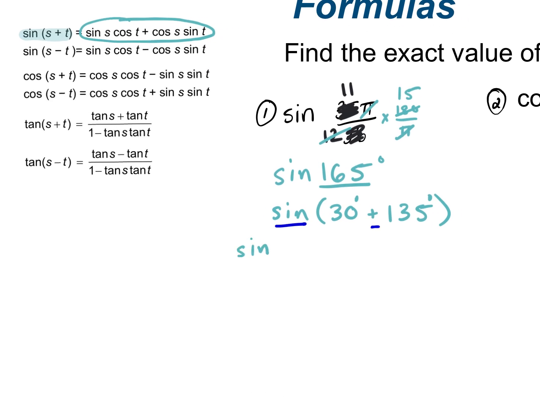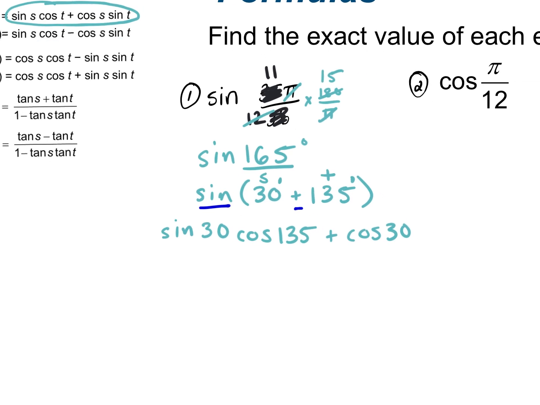Now when we use the right side, it uses s and t. So the first number is going to be your s and the second number is your t. When you're adding, it doesn't really matter the order because we could have said 135 plus 30, but just make sure you're consistent with it. If 30 is your s, just make sure you're plugging that into the s's in the equation. So we have sine of 30 times cosine of 135 plus cosine of 30 times sine of 135.